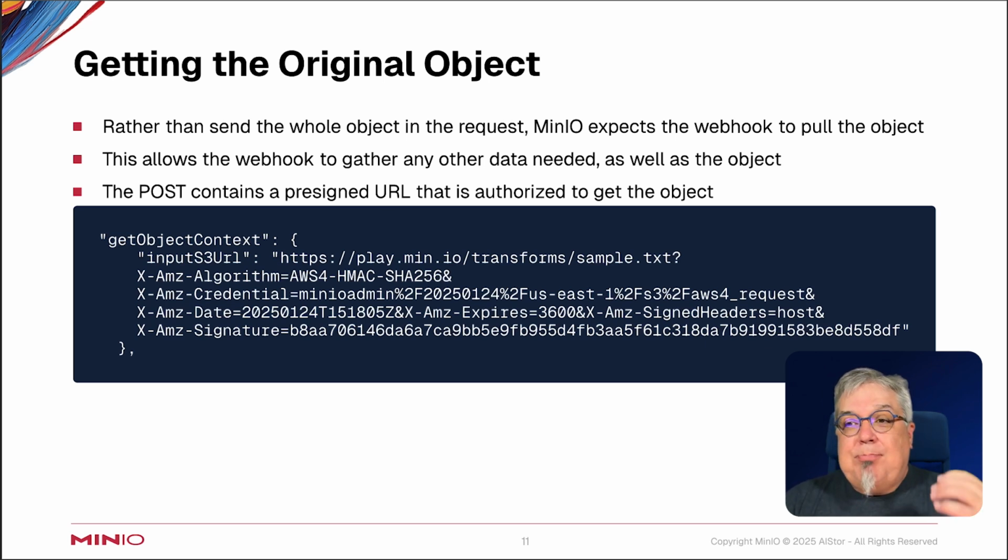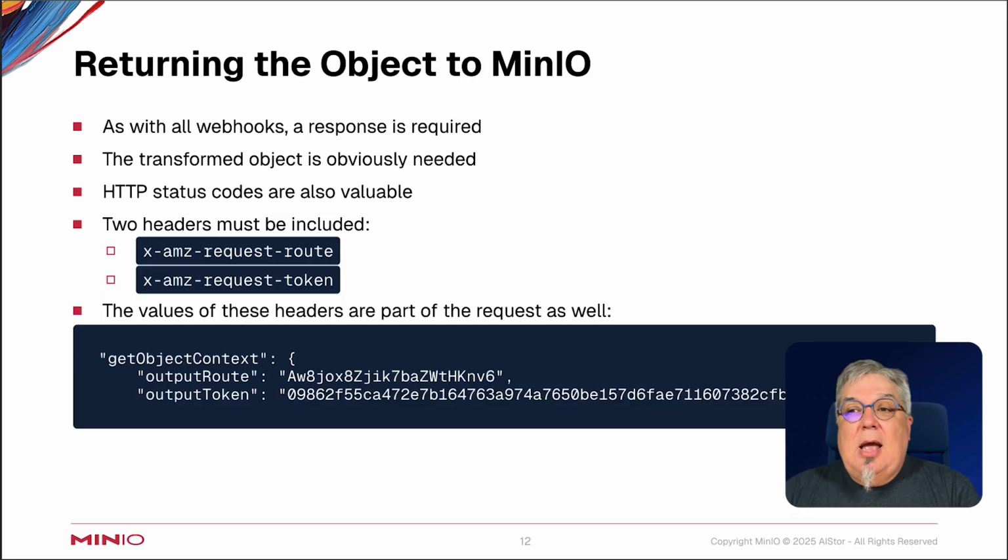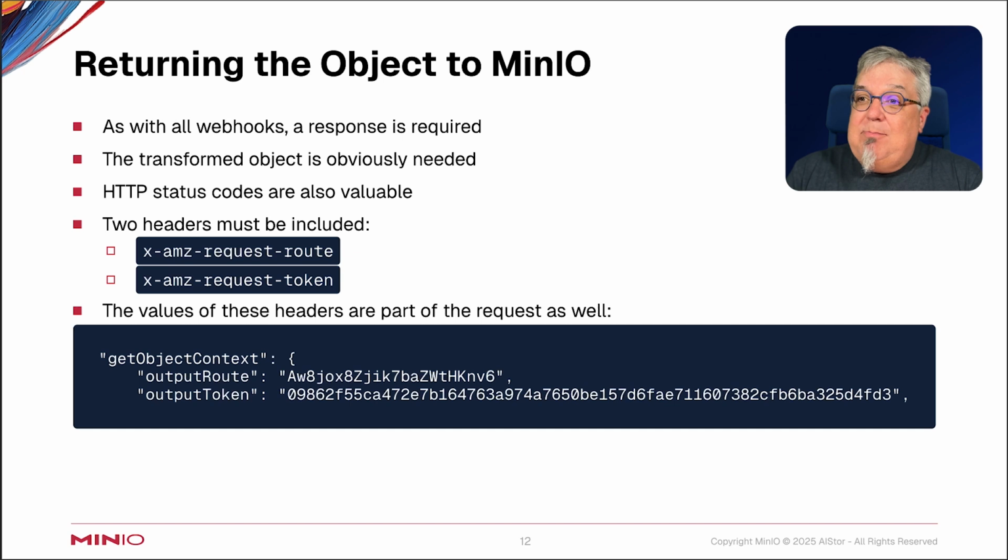Now, the post puts this URL in getObjectContext inputS3Url. And we'll see when we look at some code in just a little bit how this is all going to work. But that is where this is stored in the JSON. So as long as you can pull this out of the JSON, you can get the original object. Very cool stuff. As with all webhooks, you're going to have to give back a response of some kind. Obviously, we need to have the transformed object, but we also need to have an HTTP status code, very valuable to say, yep, it worked, or nope, it failed.